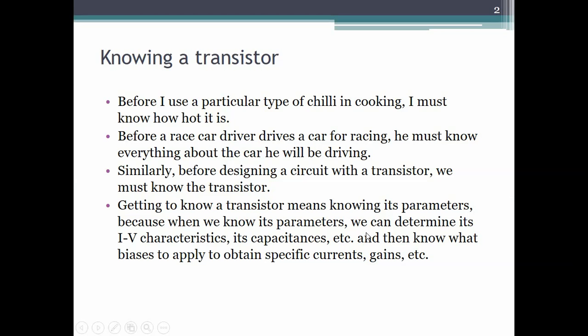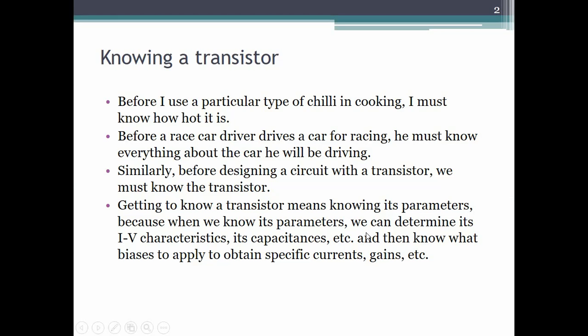Now, what does it mean to know a transistor? It means to know its parameters. Because the parameters tell us, or we can use the parameters to determine, how its current varies as the various voltages are applied. And if we know the capacitances, we can know how fast the transistor will work and so on. And given that, we can use the transistor to design circuits and obtain specific currents or specific voltage gains and so on. Right? So as I said last time, I had shown you that BSIM parameter file.